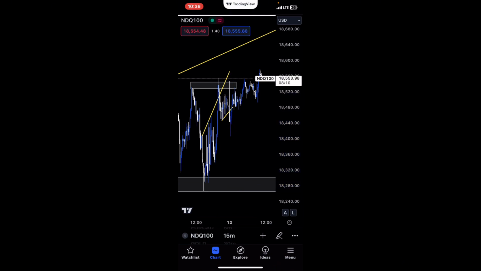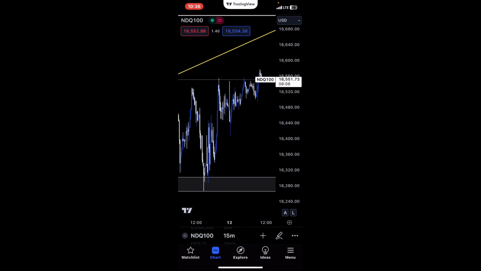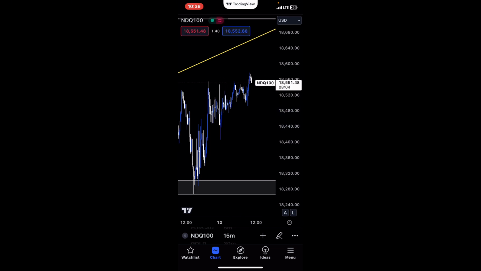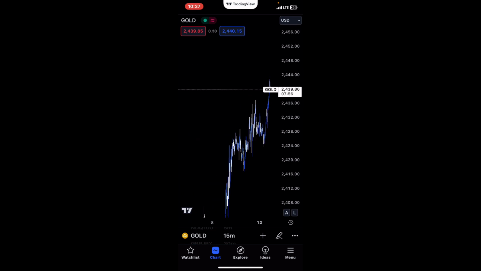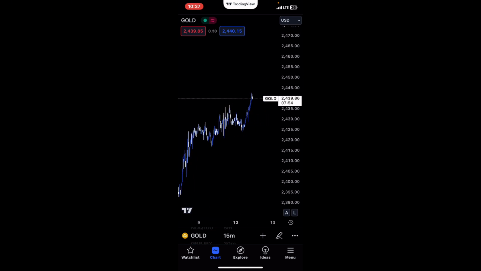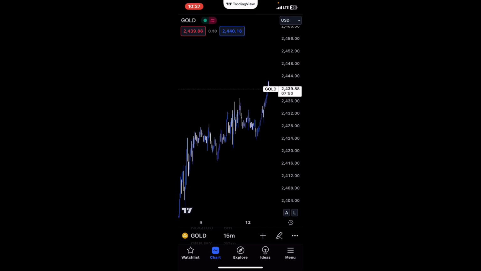Let me just delete this, guys. Yeah, so I should be looking for new structure on Nasdaq. But yeah, gold. So I have to reanalyze gold, guys. As you can see, gold just took a buy. Right, so I have to reanalyze gold.